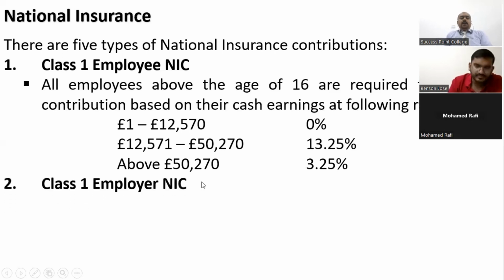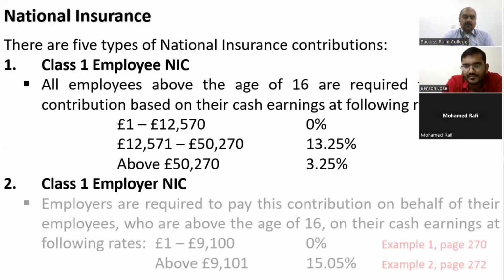Class 1 employer NIC. This is the second type of NIC. What you need to remember is which NIC is based on which income. For example, class 1 employee NIC are the percentages based on the employee's cash earning, and the percentage and thresholds will be given to you. Then class 1 employer NIC is also in respect of the employee's earning, but the rates are different.